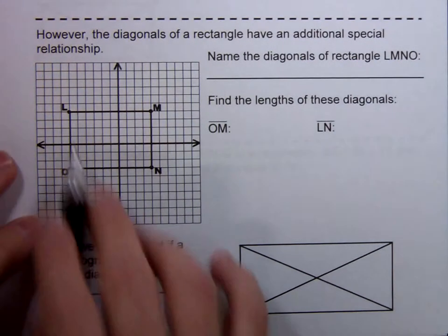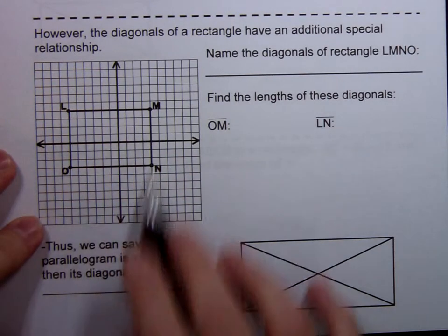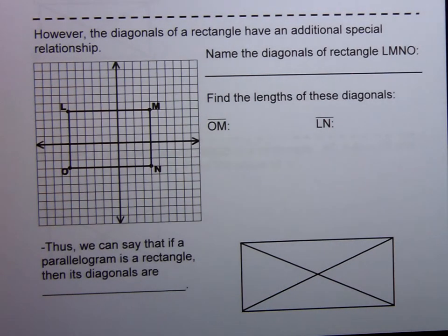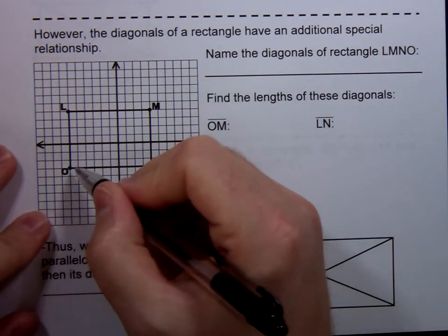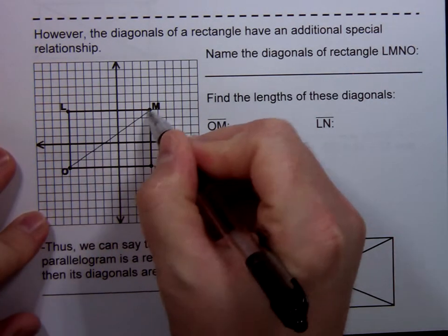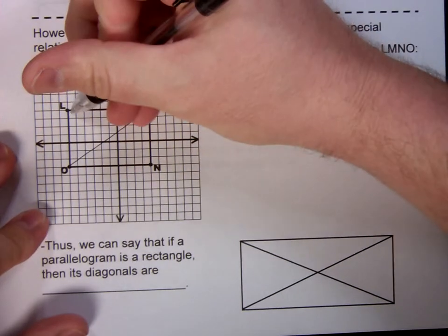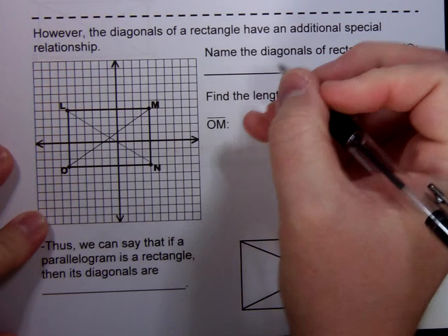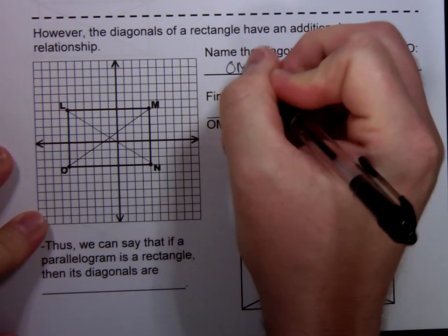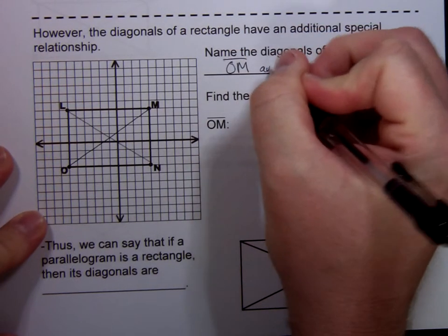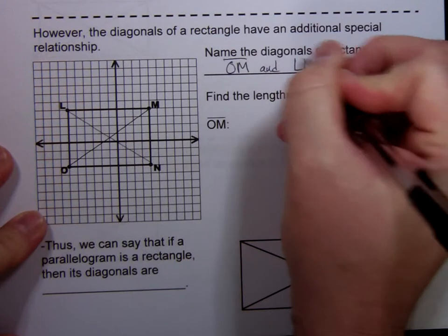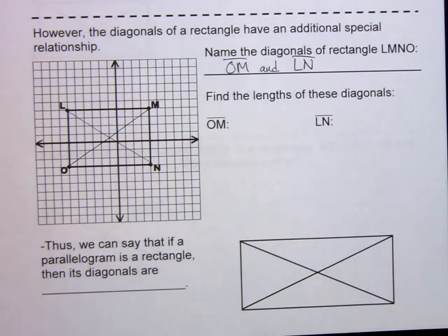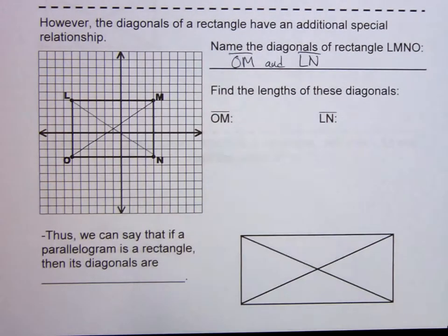So, right here we have a quadrilateral, actually a rectangle, LMNO. The diagonals would be line segment OM and line segment LN. Those would be the diagonals of the figure. Those are the diagonals of rectangle LMNO. Alright, let's find the lengths of these two diagonals.